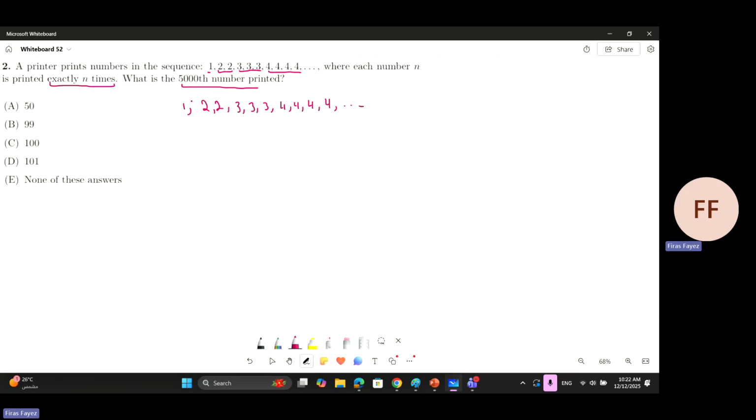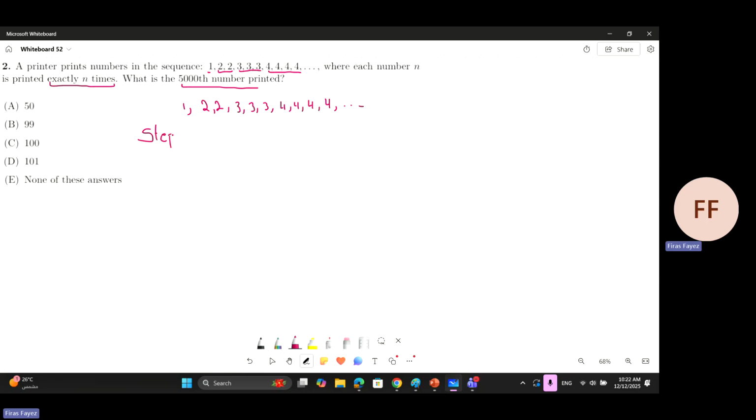So what is the goal? The goal is to find the 5,000th number in this sequence. The question is, how can we find the 5,000th number in this sequence? So let's move to step number two.